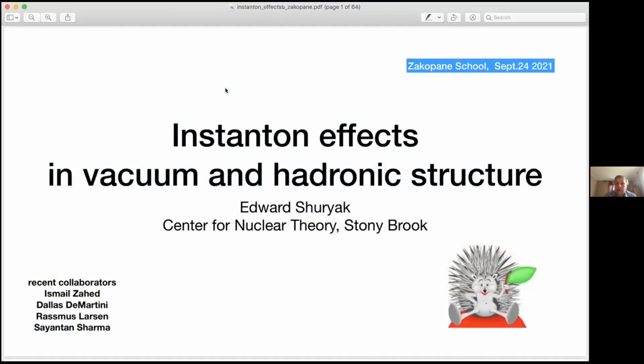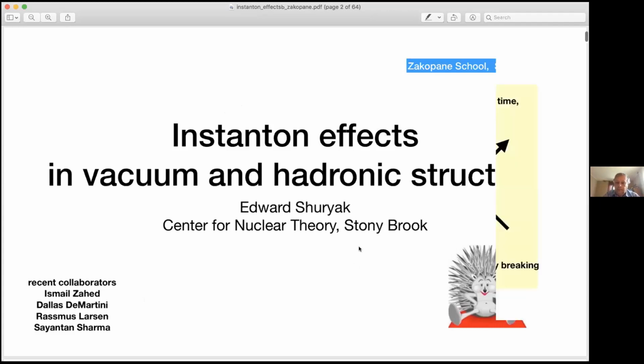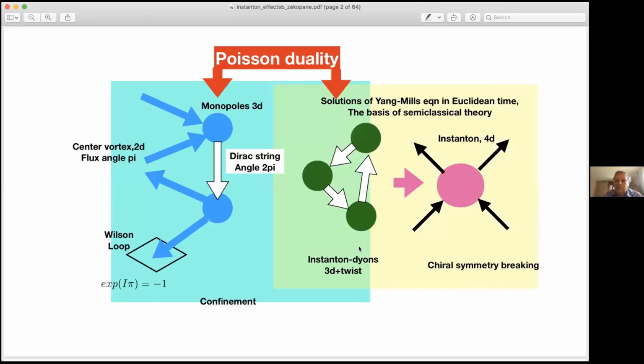Thank you, Maciej. So this is my topic. I mentioned my recent collaborators, and this little hedgehog is a topologically non-trivial animal, which is related to instantons and many other things. So I want to start with some map of gauge topology to give you an overall picture.